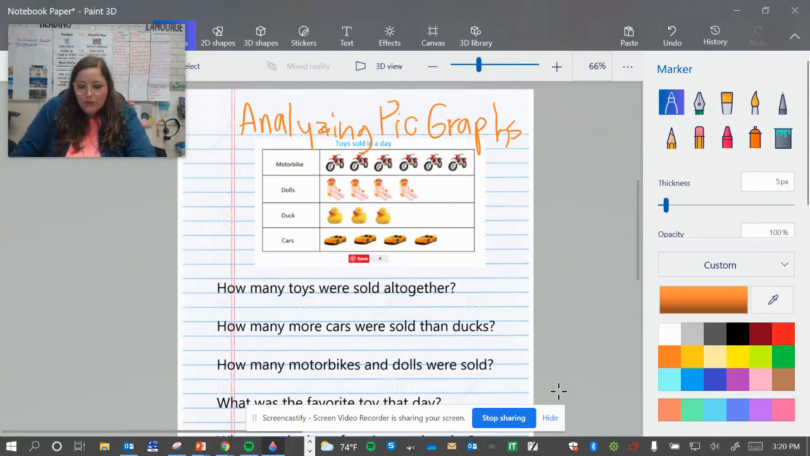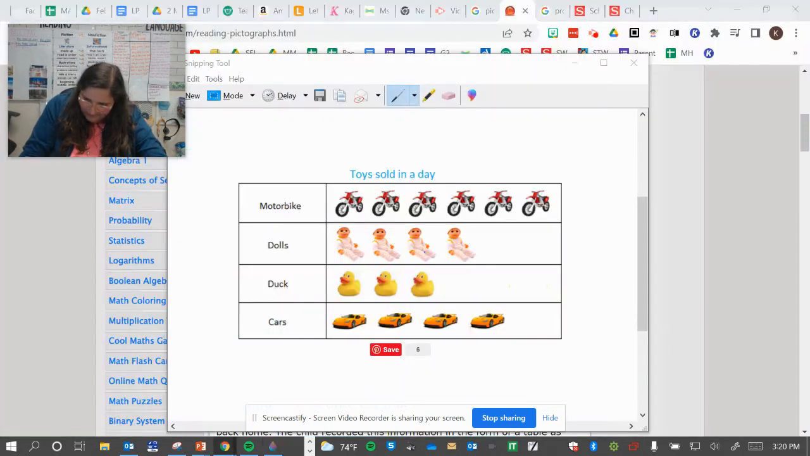So how many toys were sold altogether? How do you think I'm going to figure that out? This is where it gets really important to look at the key. I think it just freaked out and quit, so we're just going to look at the picture graph here. That's fine. If we look at this picture graph, we see that this is talking about toys sold in a day.